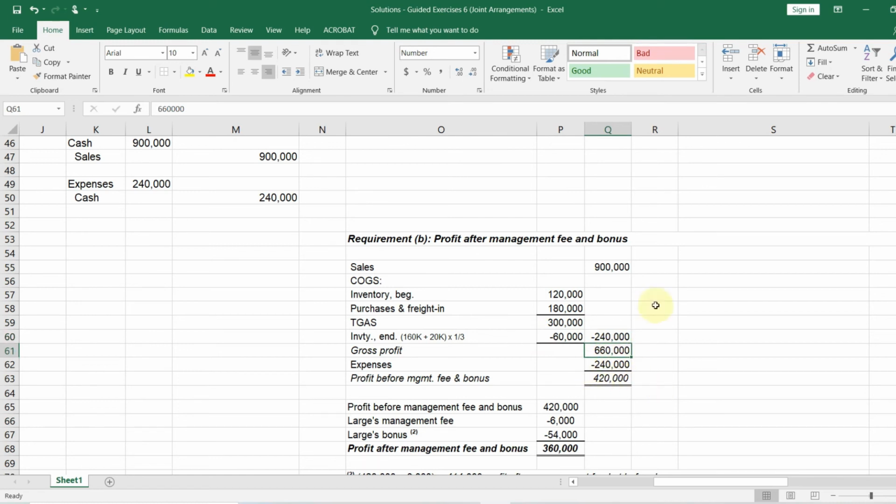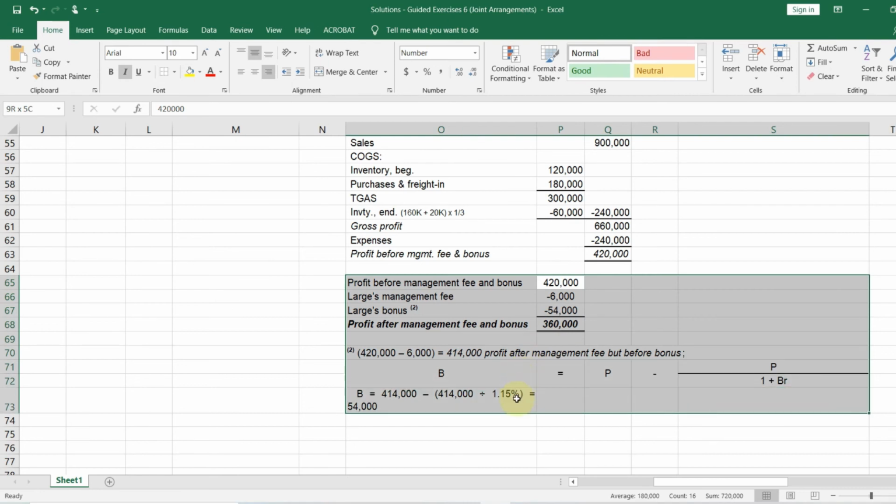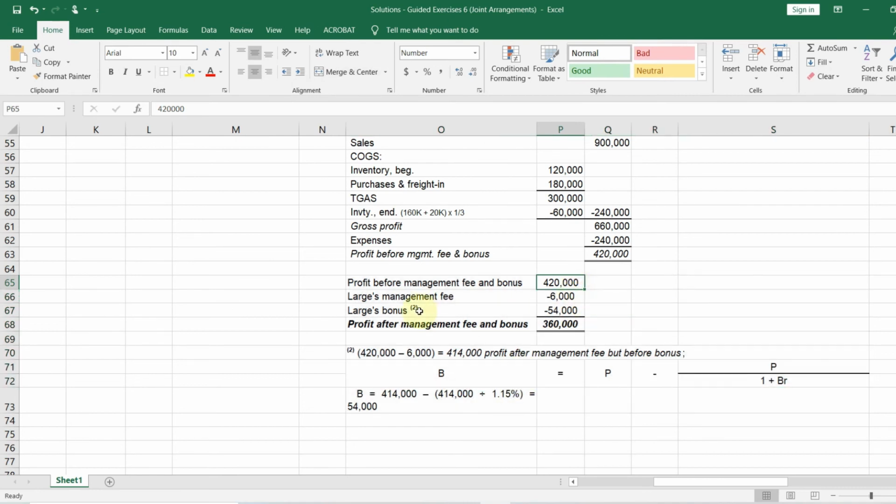So, sales less COGS, you have gross profit of 660,000 less expenses of 240. Okay, so then we have profit before management fee of 420, the same with what we have computed kanina, using the T account for the joint operation. Okay, so the same computation of profit after management fee, bonus. So, I don't need to repeat myself, kasi na-explain ko na kanina. But I need to edit this para we are true to the problem. Okay. Yan.